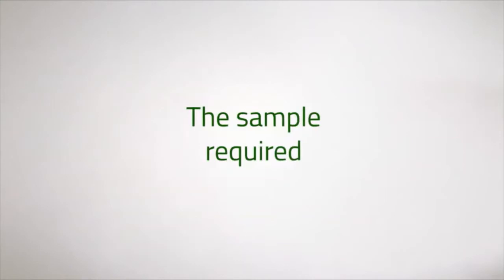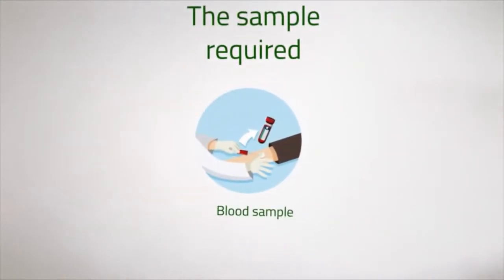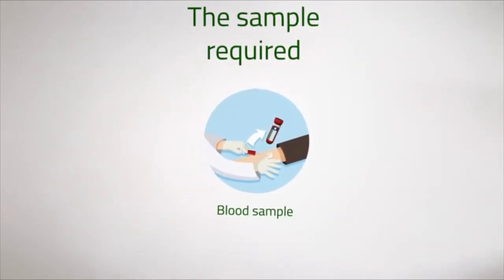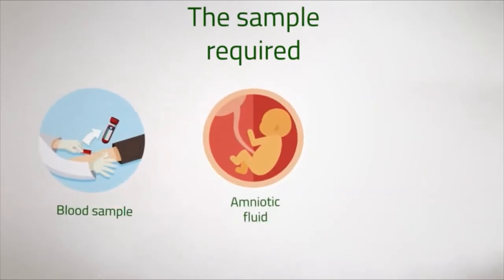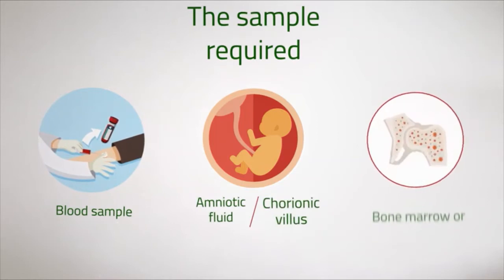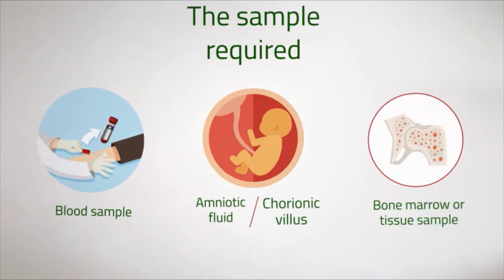The sample required for this test includes a blood sample drawn from a vein in your arm, or a sample of amniotic fluid or chorionic villus from a pregnant woman, or a bone marrow or tissue sample.